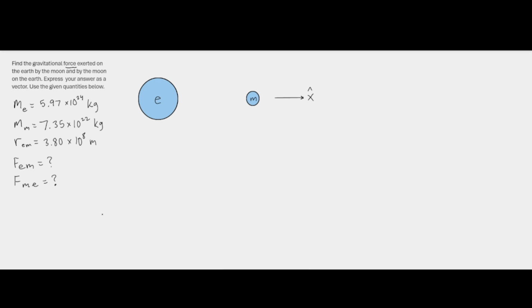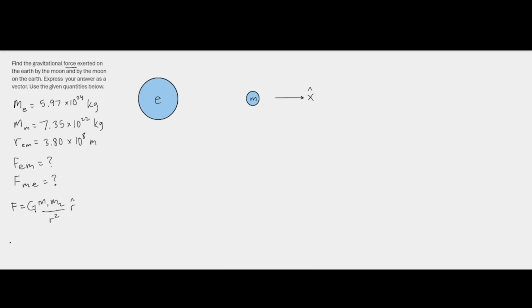Just to review, the formula is the gravitational force is equal to the gravitational constant, capital G, times the mass of the first object times the mass of the second object, all over the radius squared. And this is going to be in the r hat direction, where r hat is the vector pointing from one object to the other object. We can define r hat as x hat or negative x hat, since that's how we've defined our directions. So we're going to be using this formula.